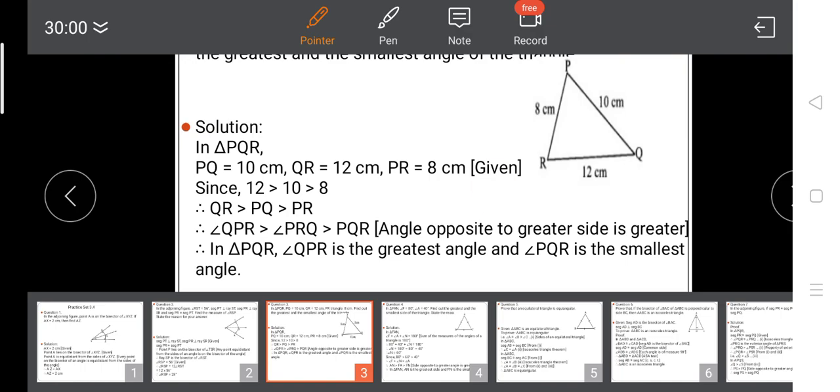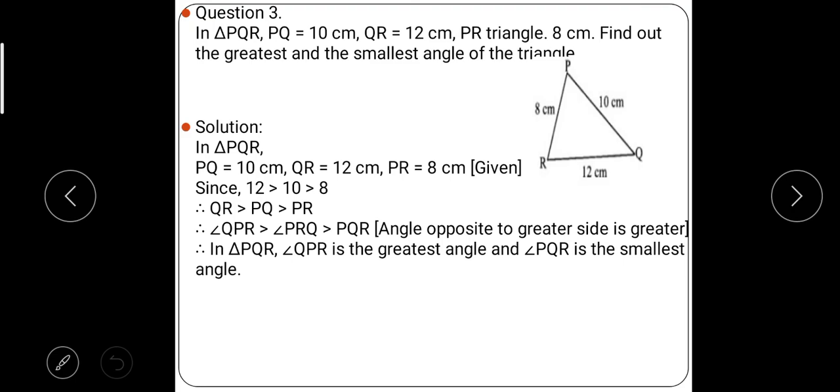Okay, so what is your today's homework? All these 3 questions and a theorem you have to write, and your homework is to try to solve question number 4.